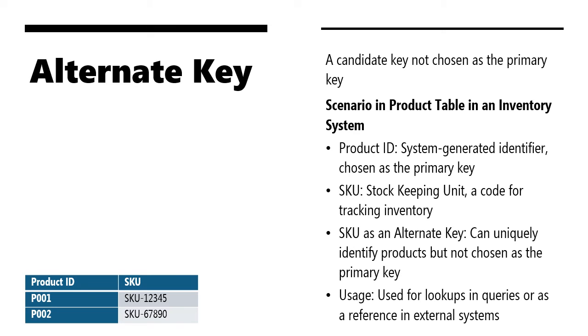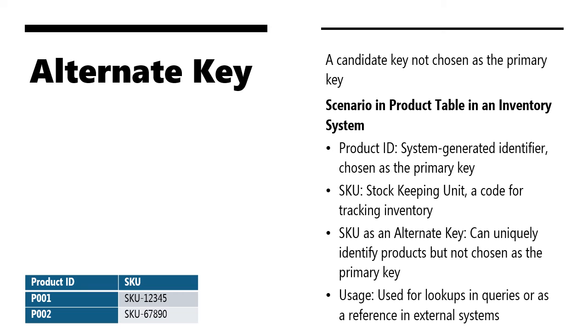An alternate key is a candidate key that wasn't selected as the primary key, but can still uniquely identify records and is often used for lookups. Let's say we're managing a product inventory system. Our product table includes a product ID, which is a system-generated identifier chosen as the primary key, an SKU, or stock keeping unit, a unique code used for tracking inventory.